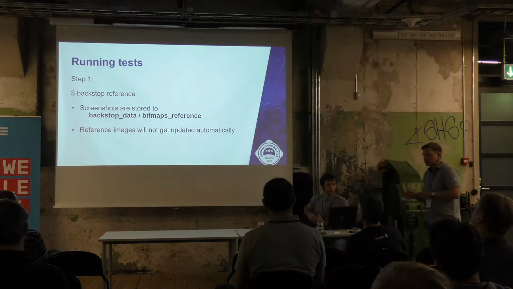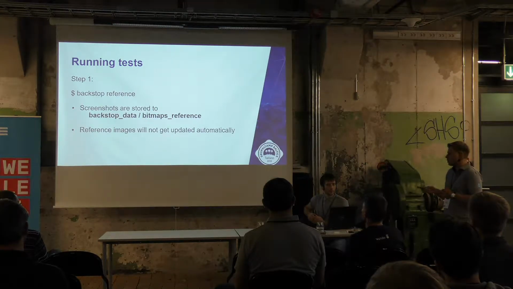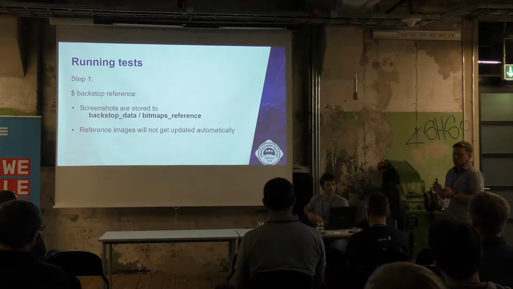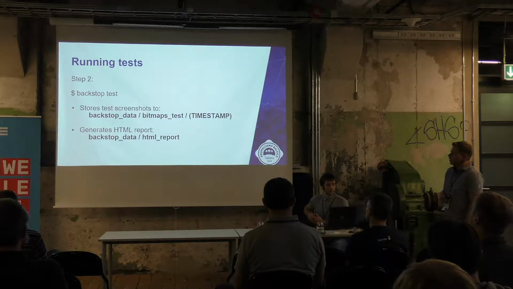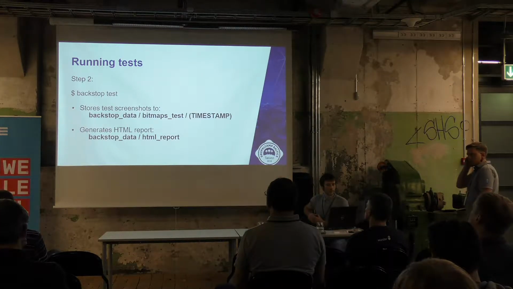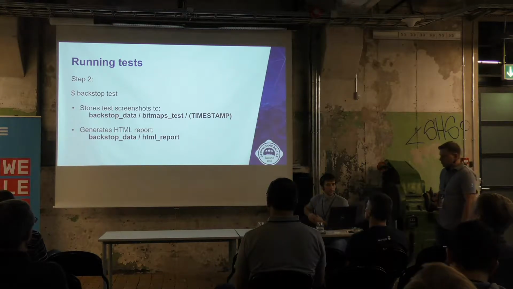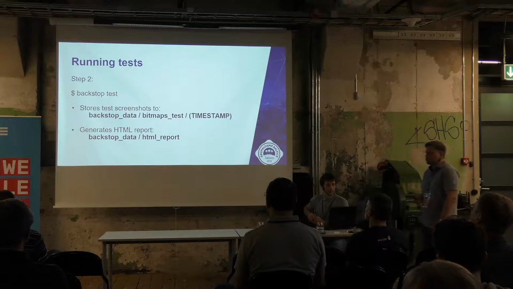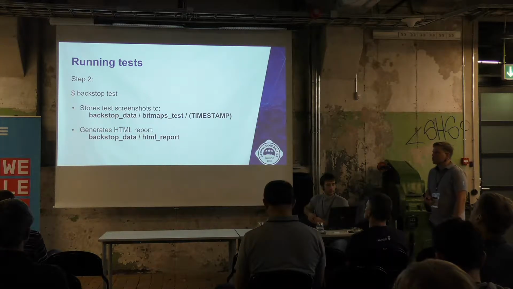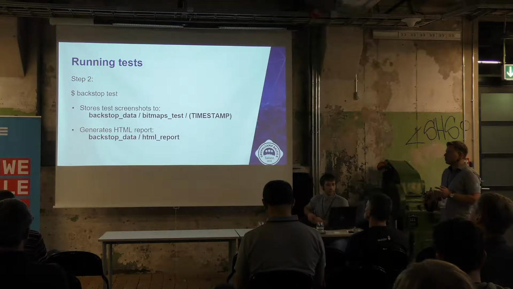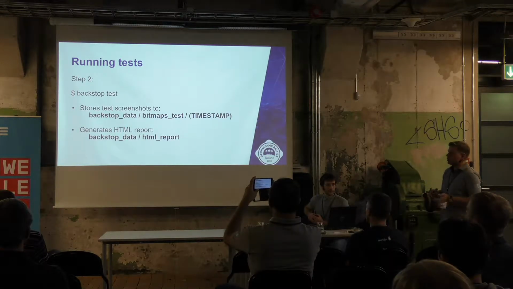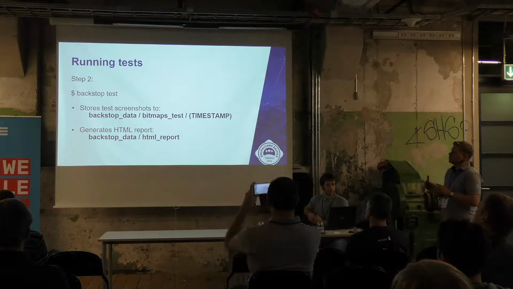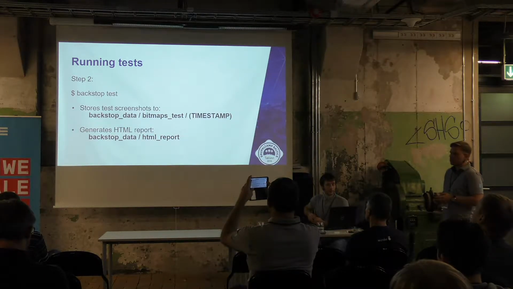These reference bitmaps don't change automatically. If you want to regenerate them, you have to do it manually using the backstop reference command. Once you have created these reference images, you use the backstop test command to go through your test environment, or the environment you want to compare the reference to. This does basically the same thing. It crawls the site, generates these bitmaps, and stores those in the backstop data folder as well.